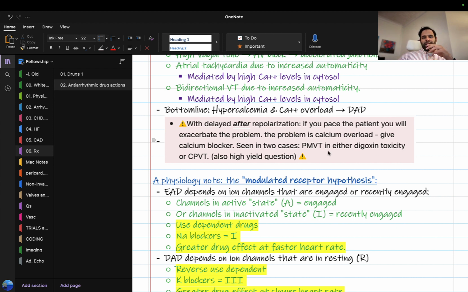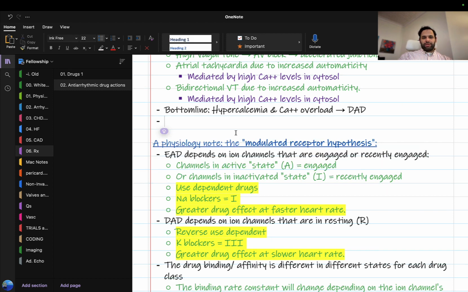PMVT, polymorphic tachycardia, in either digoxin toxicity, the case we discussed, or the other one is CPVT, also a high-yield question. So we're just going to summarize that by saying give CCB for delayed afterdepolarization. Okay, that's important.